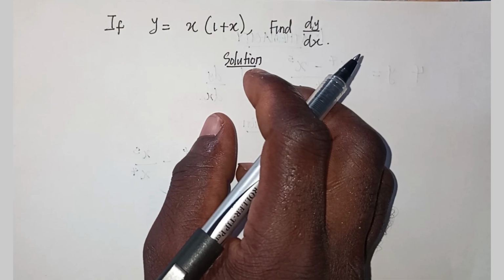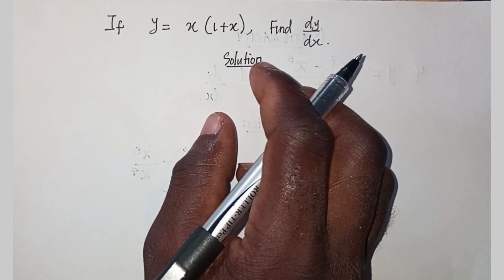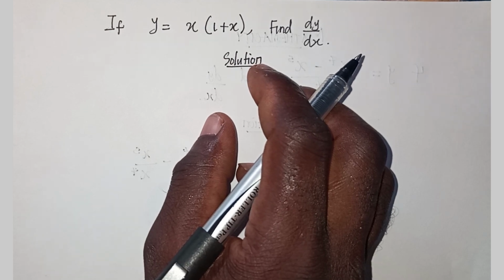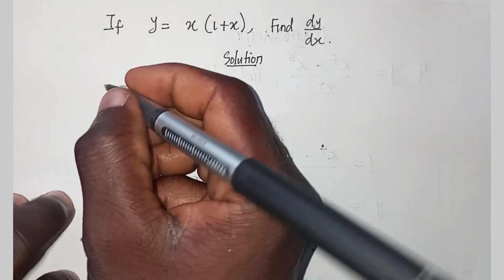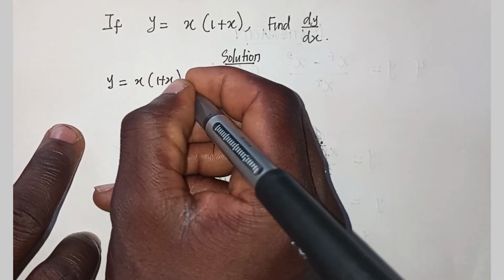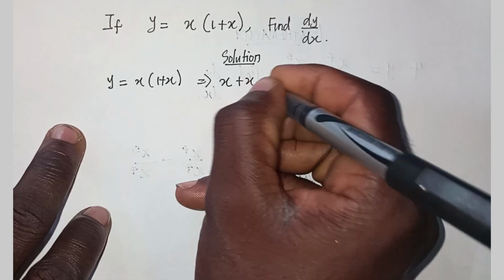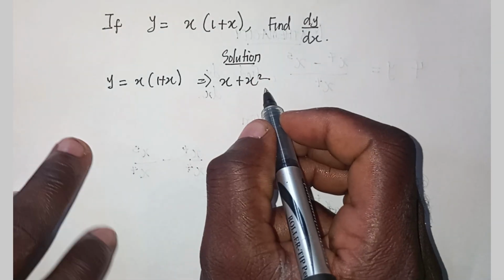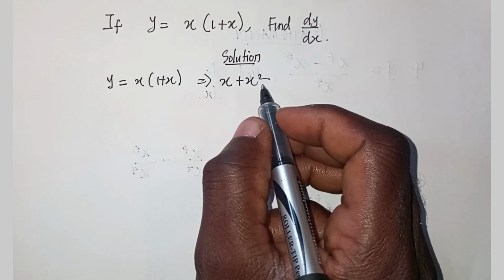Everything we have here is an algebraic function, and we have x, and you are multiplying it with another thing. There are two ways to solve this question. Number one is to just open the bracket. That means you have y equals x(1 plus x). When you open the bracket, you will have x plus x squared. Either you solve it directly this way, or you solve the question the way it is.